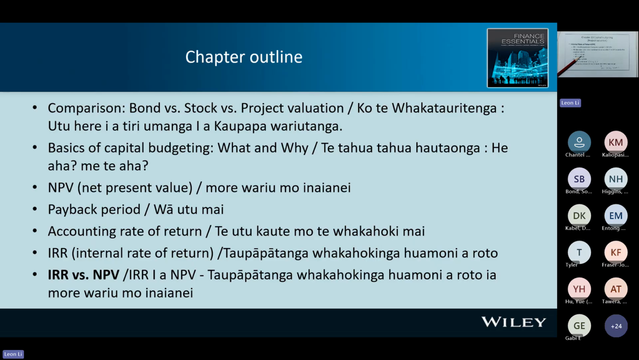IRR higher than the cost of capital, accept the project. IRR lower than the cost of capital, reject the project. Advantage of IRR, first, easy to understand, right? We use the return, percentage return to make the decision, right? Second, no need to estimate the cost of capital if the IRR is high enough, right? Please note, cost of capital, the K variable, is not easy to estimate. We will address this issue in chapter 11, all right?